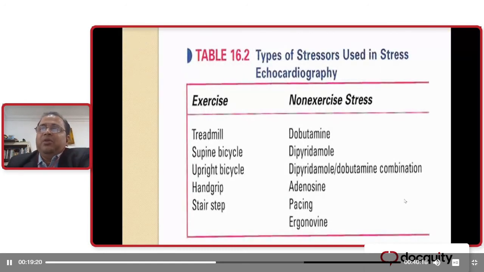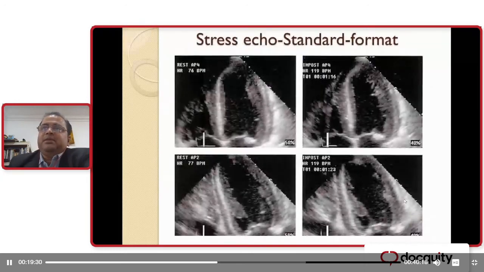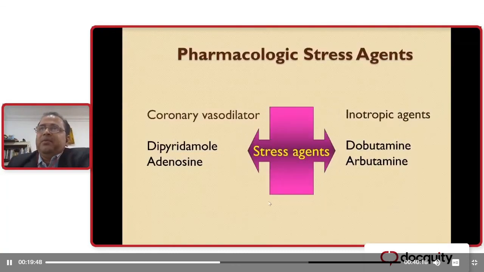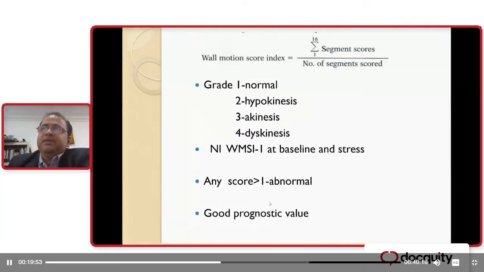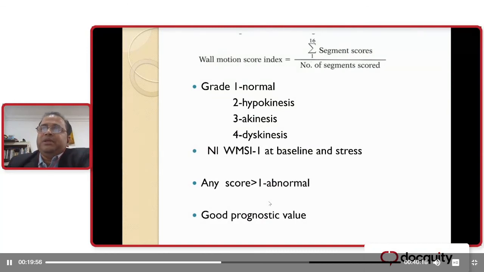So again, you can either give exercise, treadmill, and you do, or you can give non-exercise pharmacological. The most favorite agent is dobutamine, and this is your standard format. You have the top left hand corner, rest, then you have low dose, peak dose, and then you'll have recovery. So we will look at the regional motion in at least 4 or 5 windows in these settings. So these are the pharmacological stress agents we use, either inotropic agents or coronary vasodilators, and we can also use a wall motion score index.